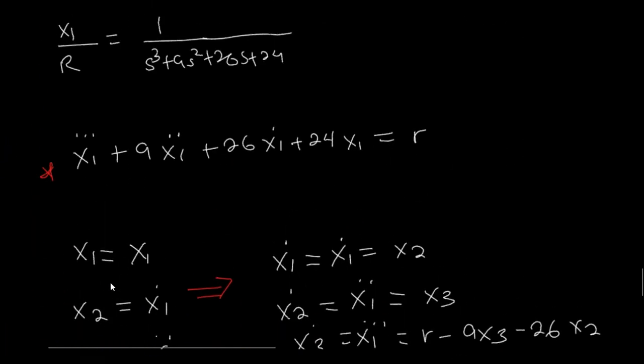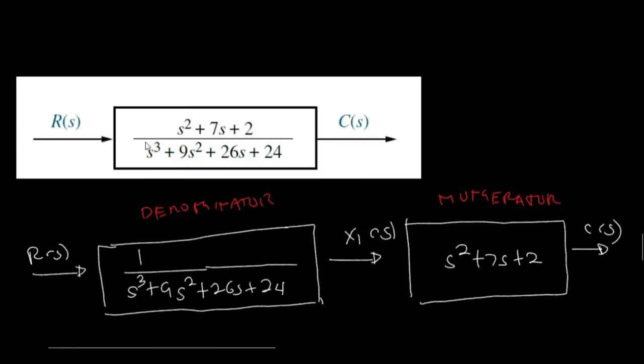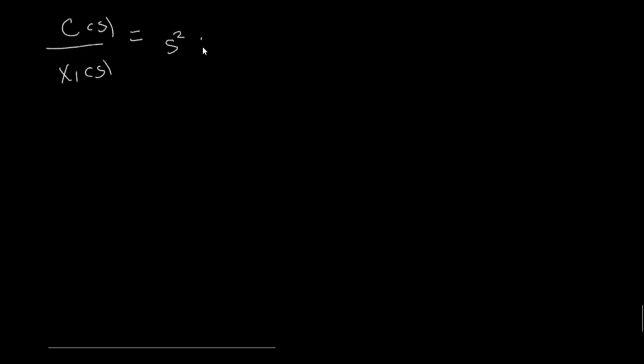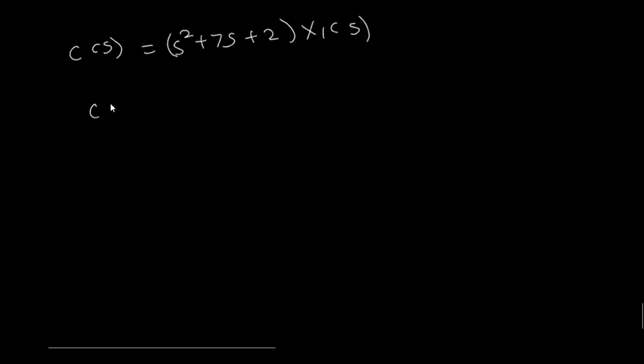Next, for the output equation, dito na papasok yung numerator. So ito naman yung i-process natin. So C of S over x1 of s equals yung numerator natin. So yung numerator natin is s squared plus 7s plus 2, and then ganun ulit. So C of S equals sige, isulat ko na lang muna. And then x1 of s, and then we take the inverse Laplace.